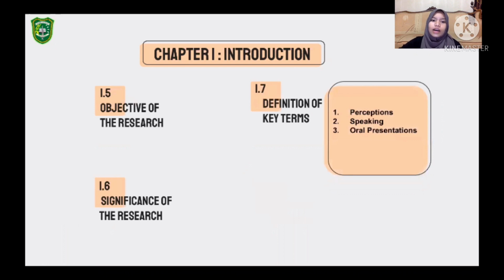3. Oral presentation. Oral presentation is a planned and practiced speech that is not memorized or read from notes, but is introduced by the presenter to the audience. In this research, oral presentation means to practice and present their ideas based on their subject's topic in online class.